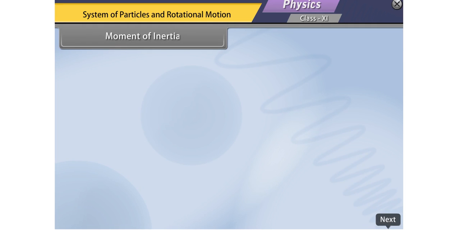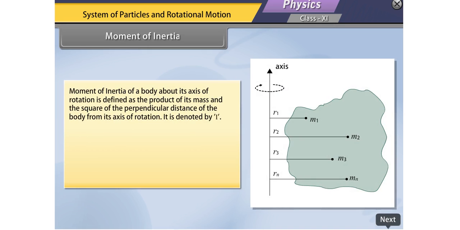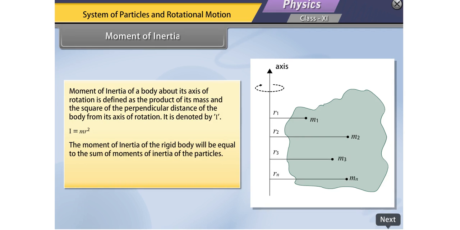Moment of inertia. Moment of inertia of a body about its axis of rotation is defined as the product of its mass and the square of the perpendicular distance of the body from its axis of rotation. It is denoted by I. I is equal to m r square. The moment of inertia of the rigid body will be equal to the sum of moments of inertia of the particles. Its expression is given by I is equal to summation from i is equal to 1 to n of the products of mi and ri square.